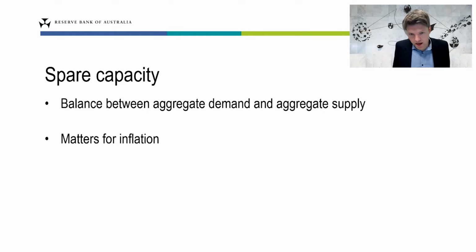And as you know, the RBA has an inflation target, and so we want to set monetary policy so that inflation averages 2 to 3% over the medium term. And so we need to keep a very close eye on what's happening with spare capacity.